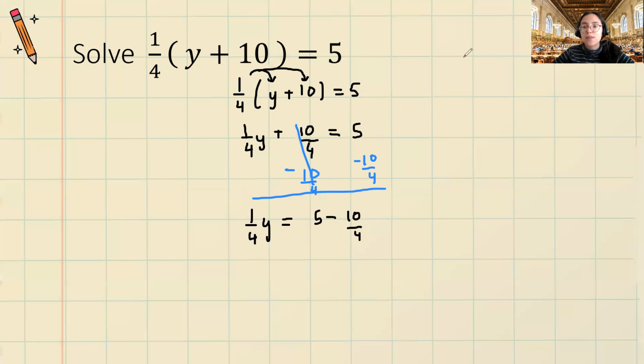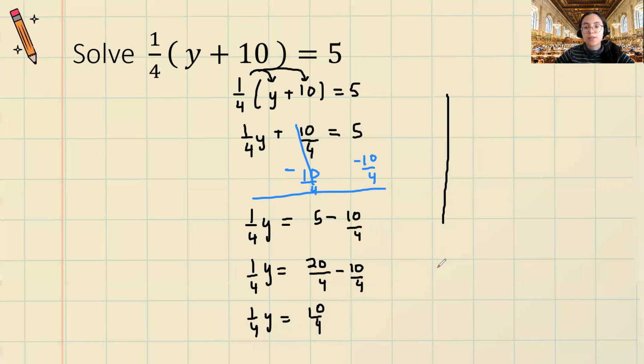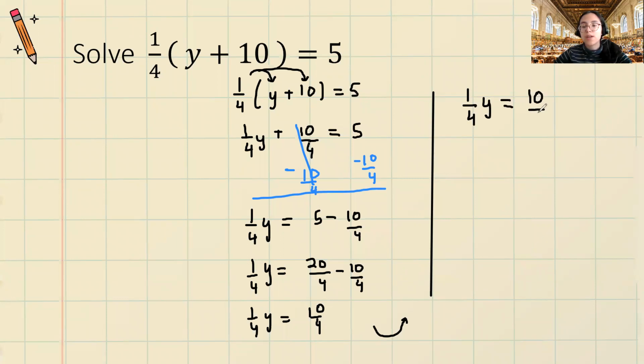Then what I can do here is get common denominators on the right-hand side. So that would be 20 over 4 minus 10 over 4, and I would get 10 over 4. And then I would multiply by 4 over 1. So I'm actually going to move up over here to this other side. So I have 1/4 y is equal to 10 over 4.